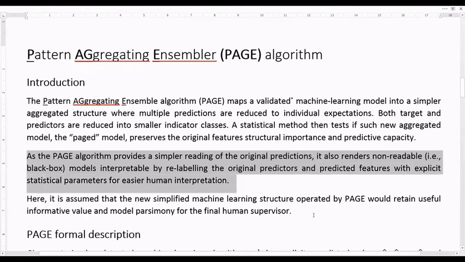Basically, as the page algorithm provides a simpler reading of the original predictions, it also renders non-readable models interpretable by relabeling the original predictors and predicted features within explicit statistical parameters called statistical kernels.